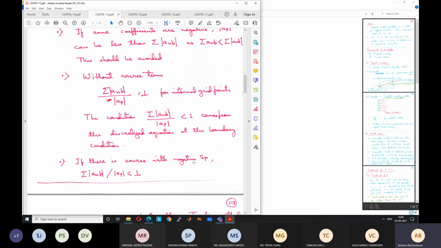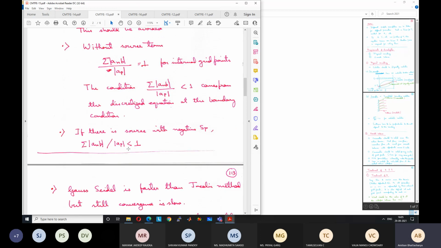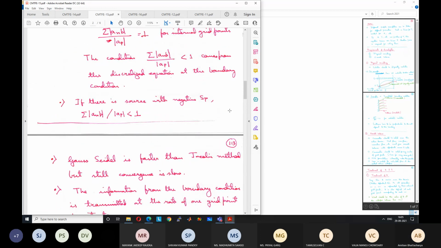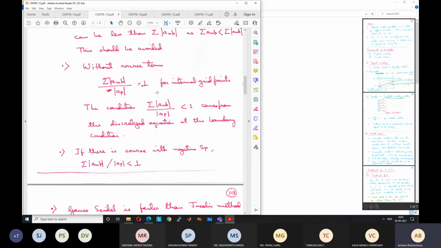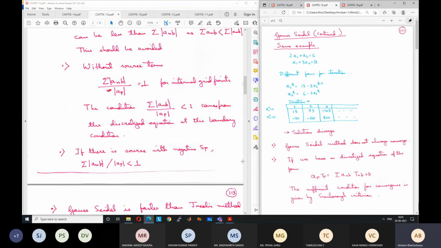So if there is a source with negative SP, the summation of mod of A and B divided by mod of AP is going to be less than 1. So there will not be any issue. Okay. So this is a condition. If we develop following our basic rules, we'll be automatically satisfied. Otherwise, we have to be careful.